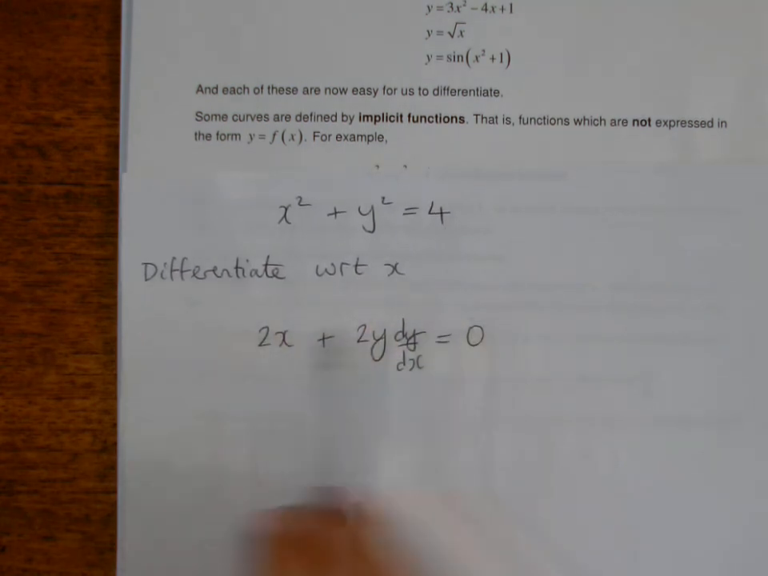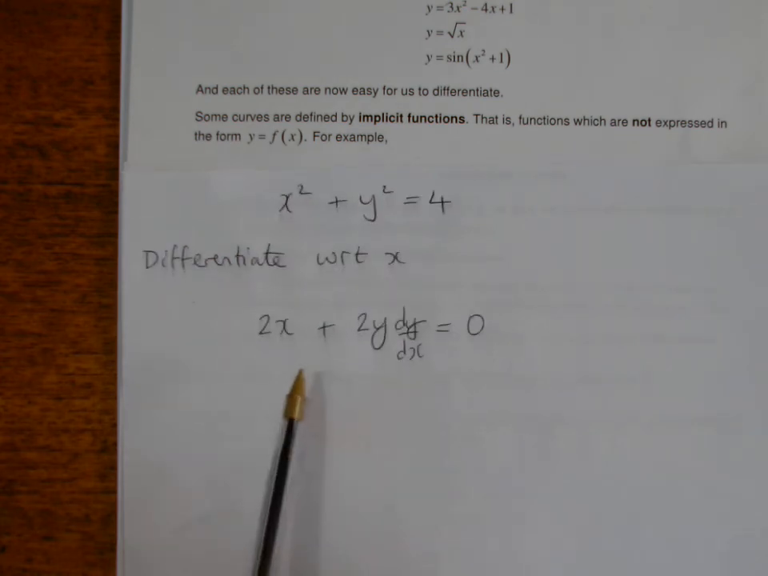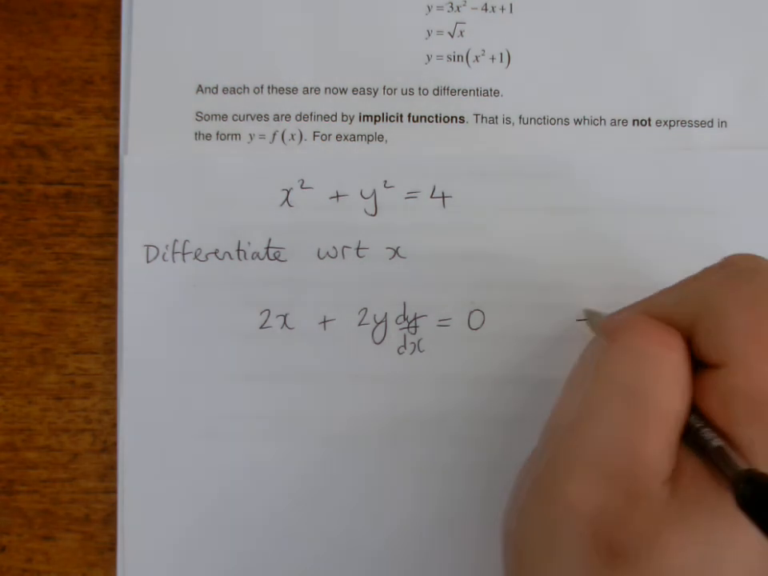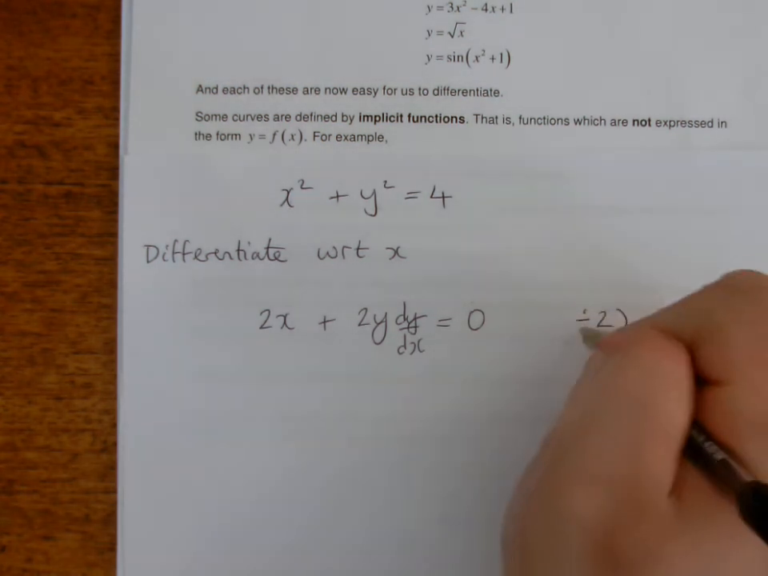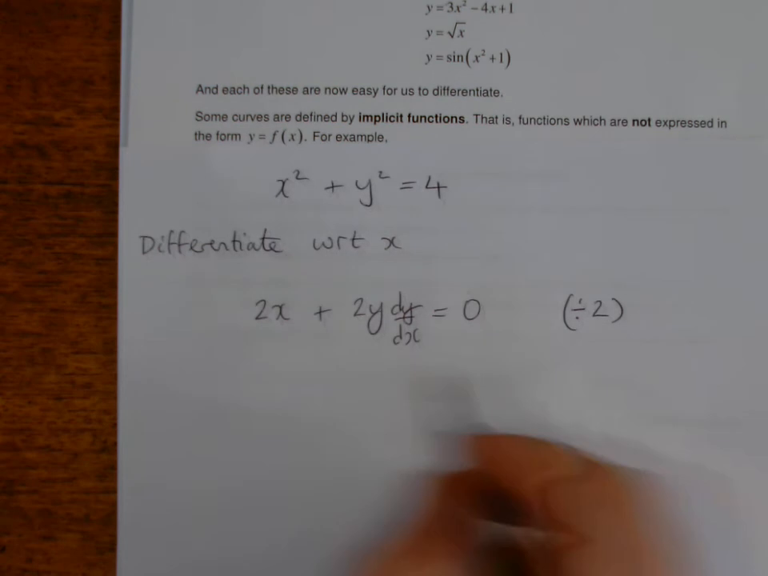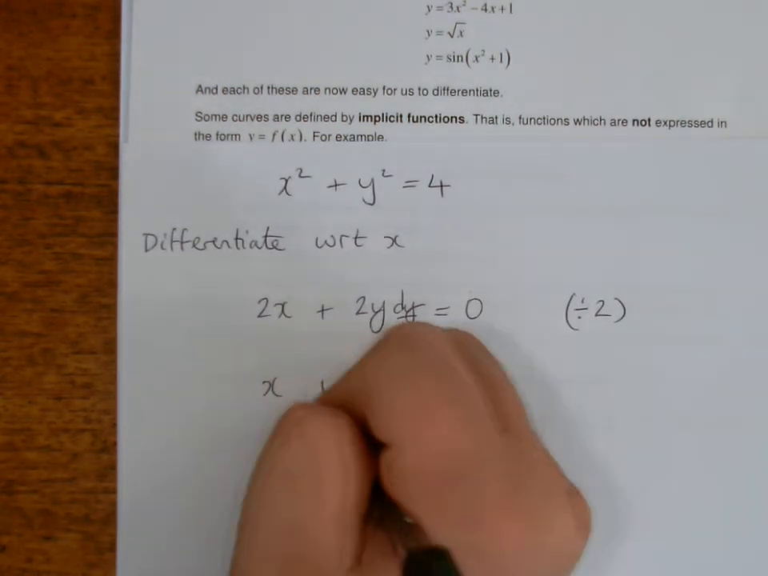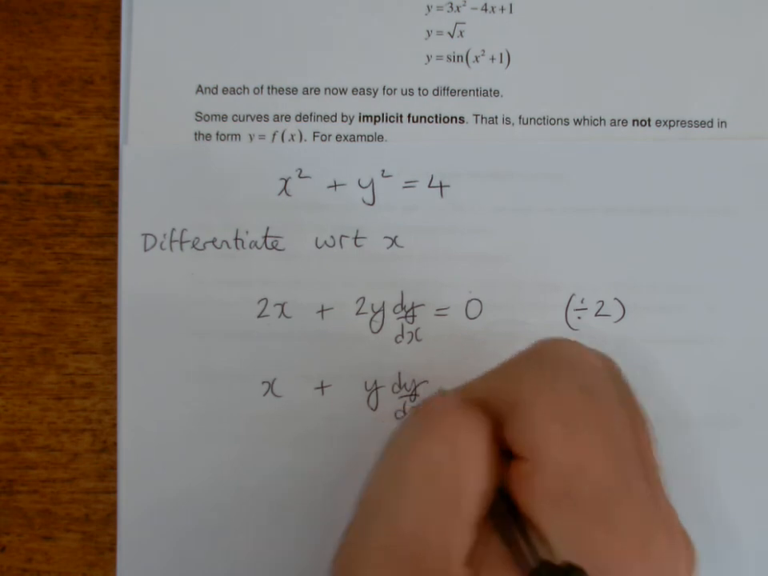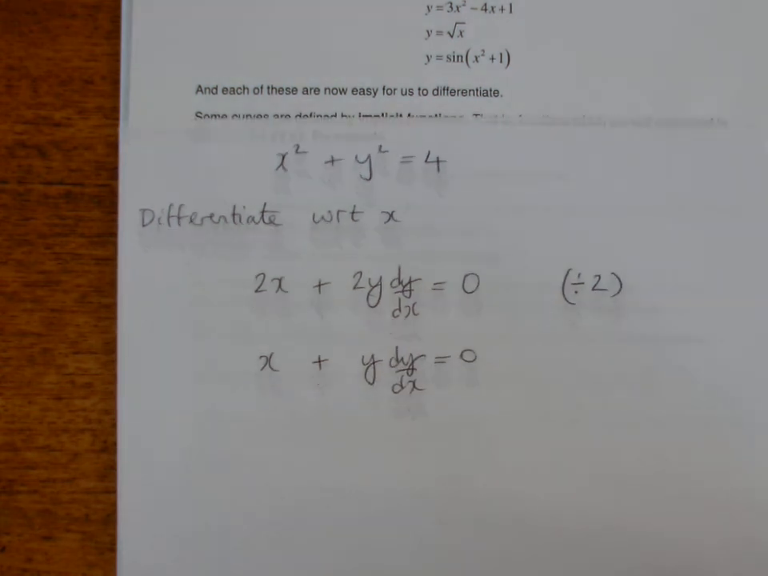And what I can do now is I can rearrange this to get dy dx equals something, right? Perhaps one thing we could do, if you notice here, we've got a common factor of 2. So let's simplify by dividing by 2 then. That might make life a bit easier for us. So if I divide this by 2, I get x. If I divide this by 2, I just get y dy dx equals 0. Okay.